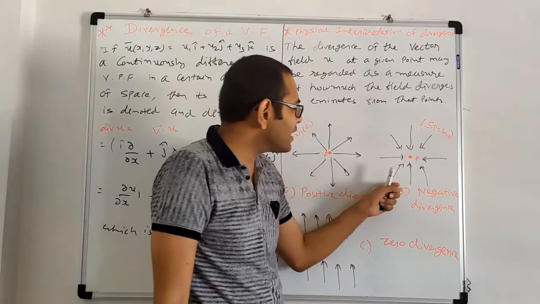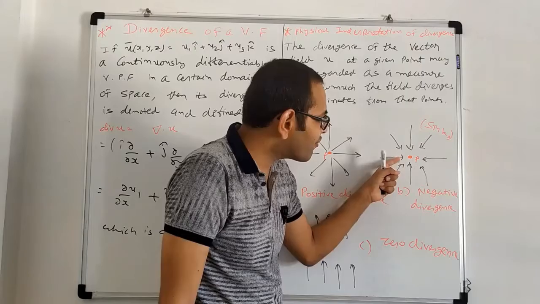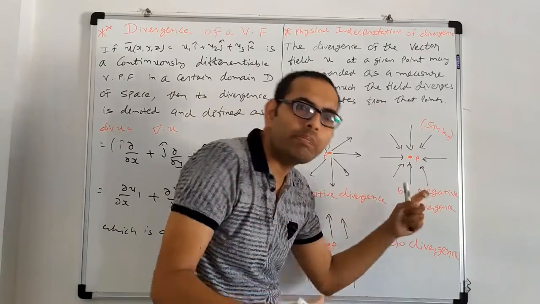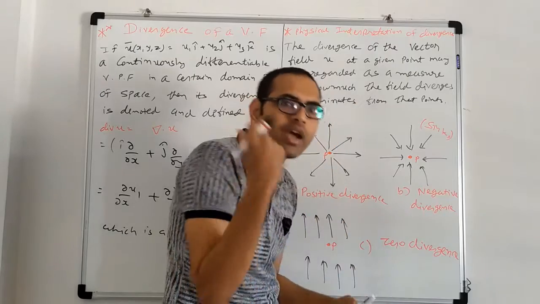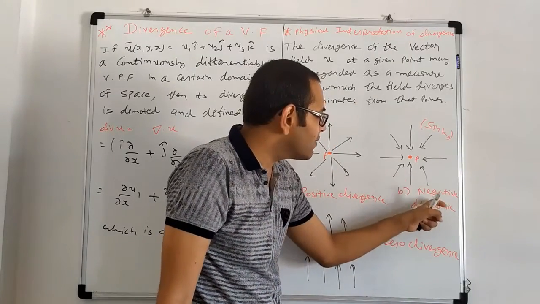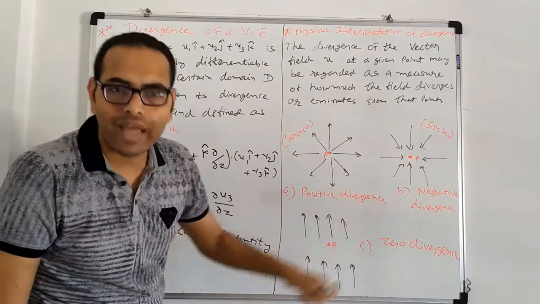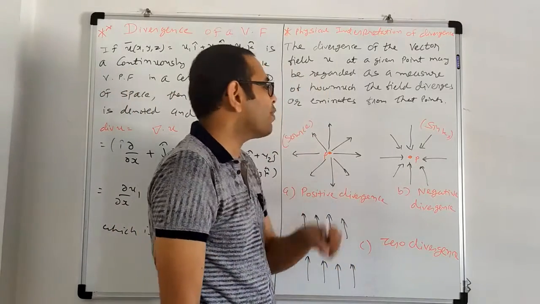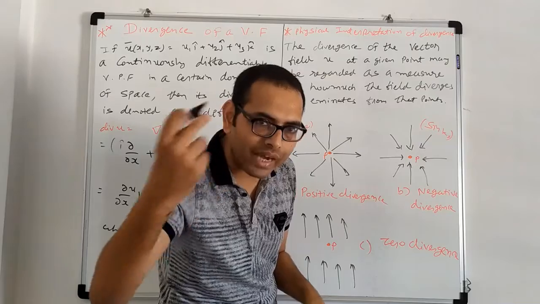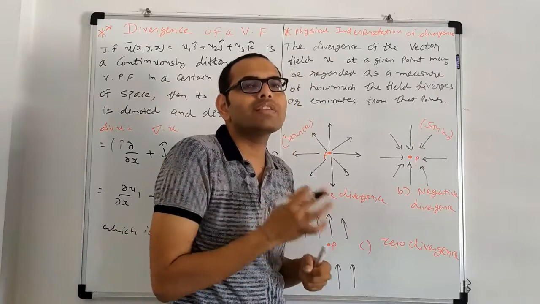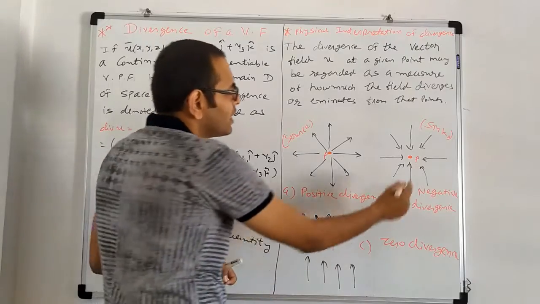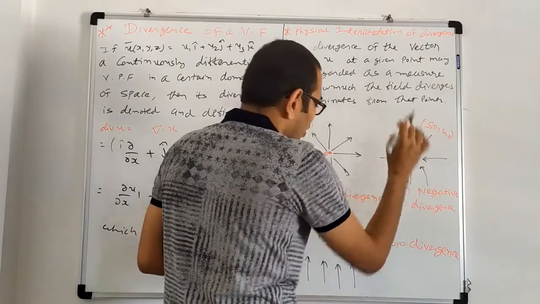The second diagram indicates the vector fields are towards the particular point P, then we can say that our divergence is negative divergence, and that particular point is called a sink point. If it is negative divergence, then we can say that the given point is a sink point.